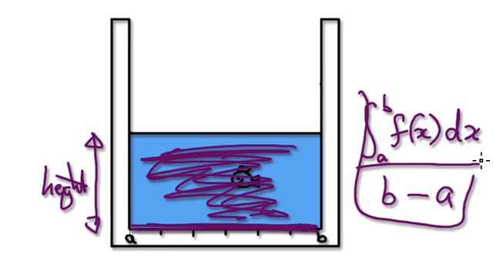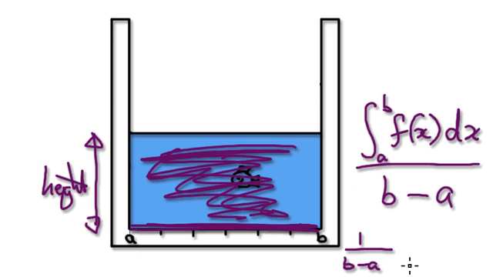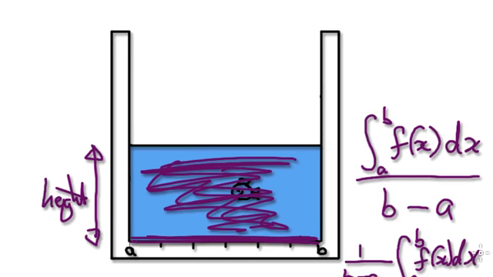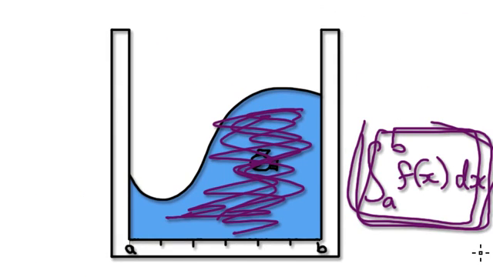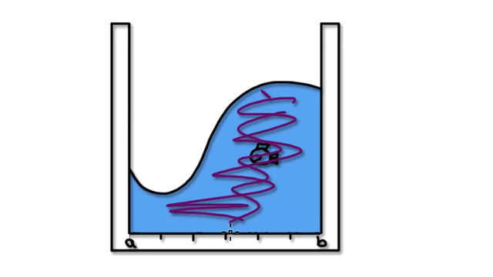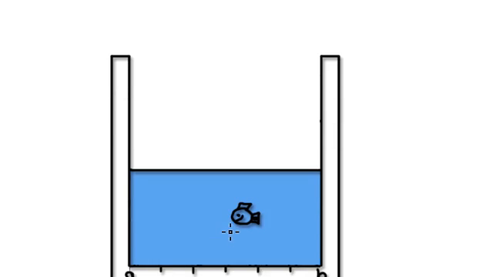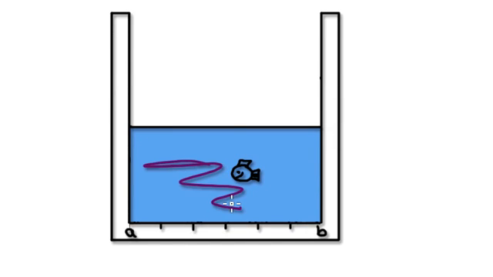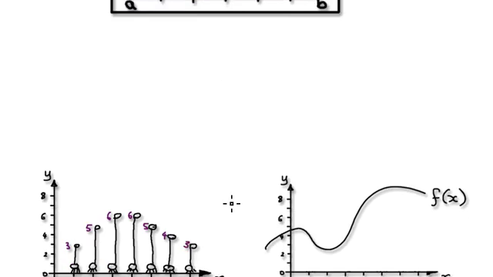We would rewrite this as 1 over B minus A times the integral, and it means the same thing. The important thing here is that the amount of water here, the area here, is the same as the amount of water here, or the area here. Just bear that in mind.